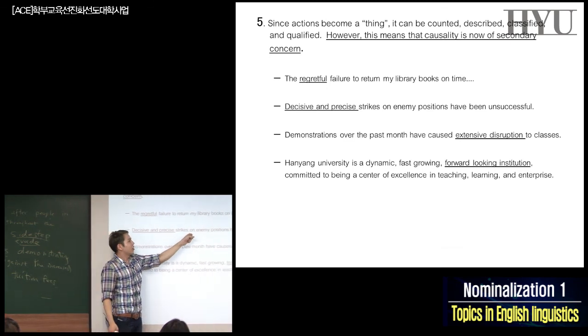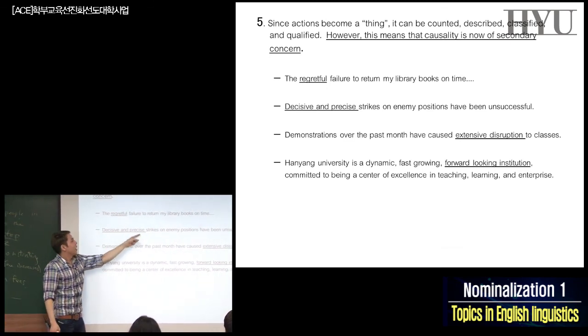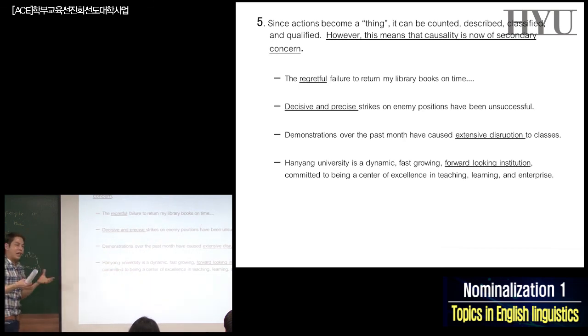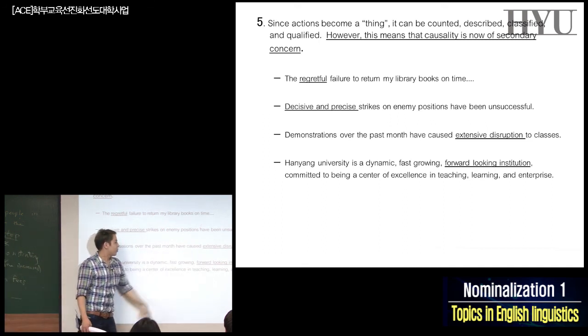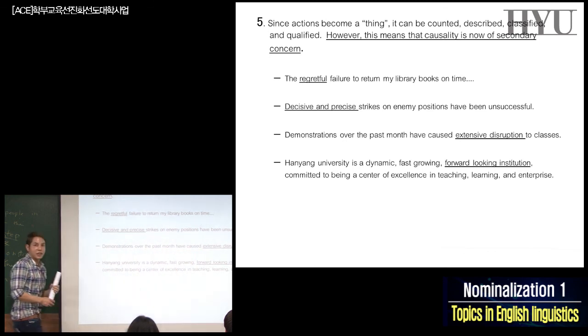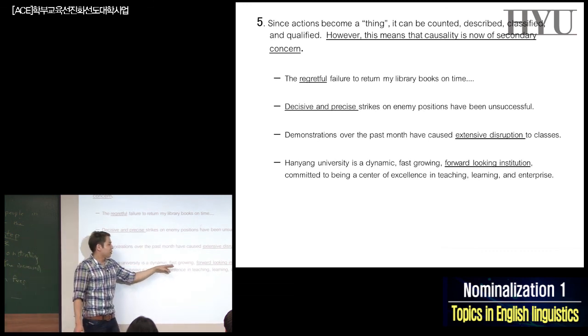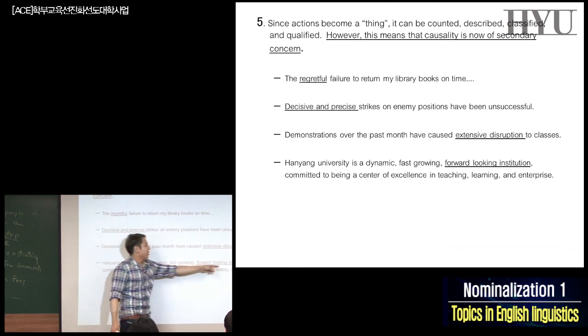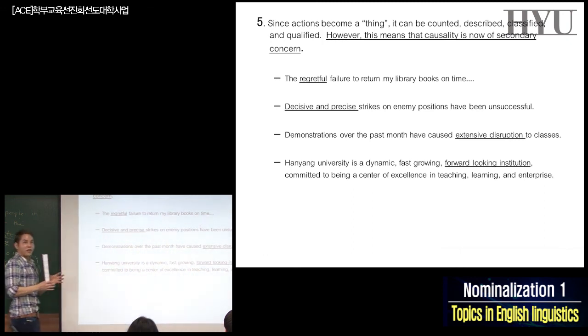Decisive and precise strikes on enemy positions have been successful. Again, here, strikes, from the verb to strike, you can modify it, treating it as if it's a thing. Okay? Extensive disruption, same thing. You can modify all the nominalized phrases with adjectives. Okay? Hanyang University is a dynamic, fast-growing, forward-looking institution, right? So instead of saying that it looks forward to something, right, you have this as a kind of a modifier rather than the verb, right, to look forward to. Okay?